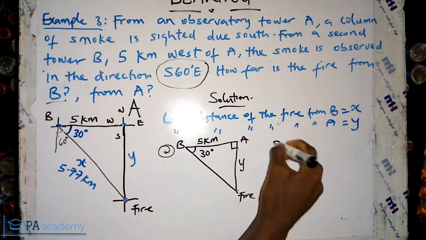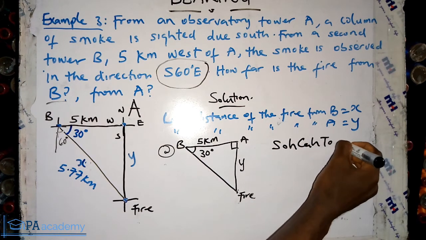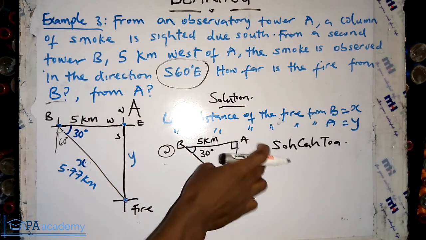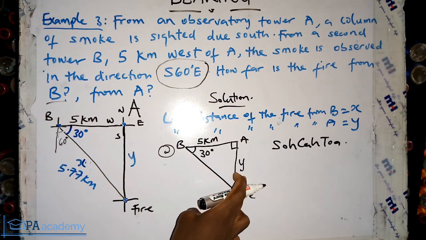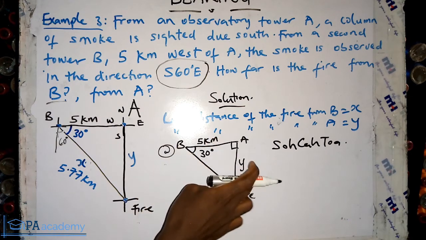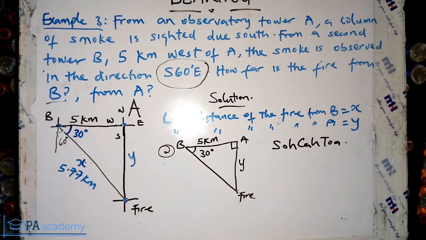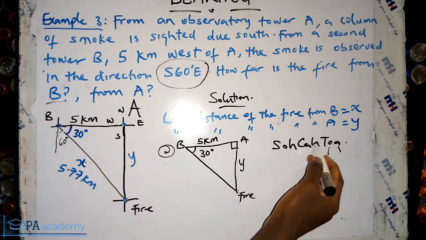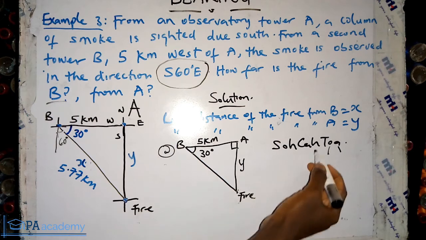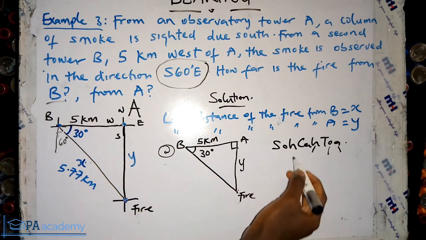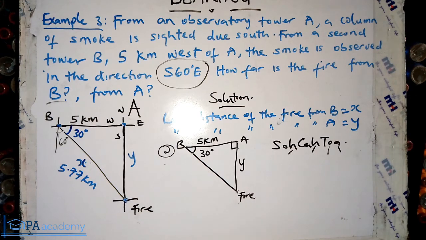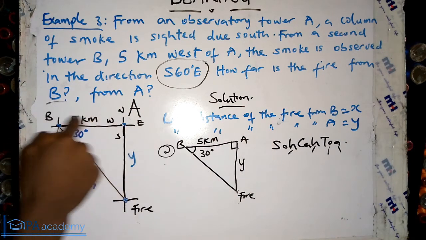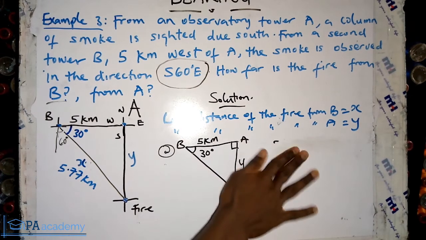Again, let's bring out the SOHCAHTOA. So now we have the angle. We are looking for the opposite, which has to be part of whatever we are solving, and then we have the adjacent. So we have opposite and adjacent and an angle. So what we are going to use now is tan, because opposite and adjacent. We cannot use cos because this time we are not given the hypotenuse. We cannot use sine because we are not given the hypotenuse. I don't want to go deep because I've explained it earlier when we were looking for the distance of the fire from B. So now we are going to be using tan.